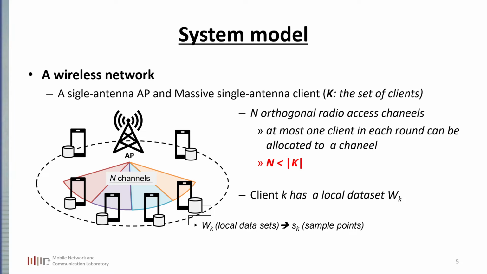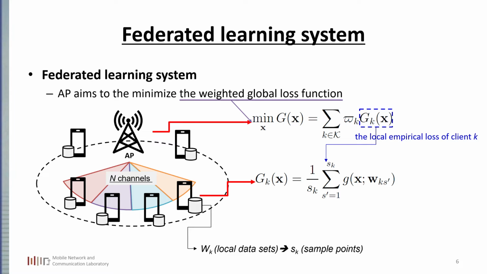Let's say the local data set of client k is W_k. It has S_k sample points. The objective of this federated learning is to minimize the weighted global loss function G(x). The global loss is the weighted sum of the local empirical losses of the clients, G_k(x). It is defined as the sum of the loss function of a parameter vector x associated with the sample point w, where W_k's s-prime is the s-prime-th sample point of client k.